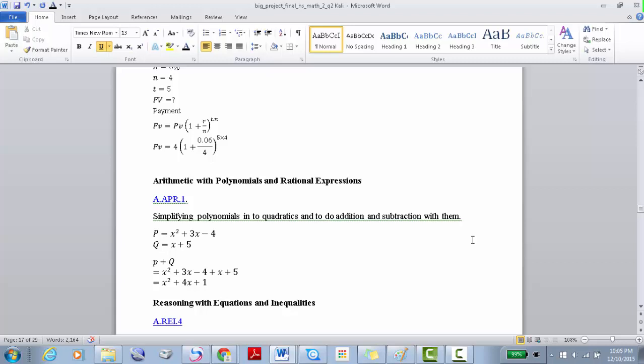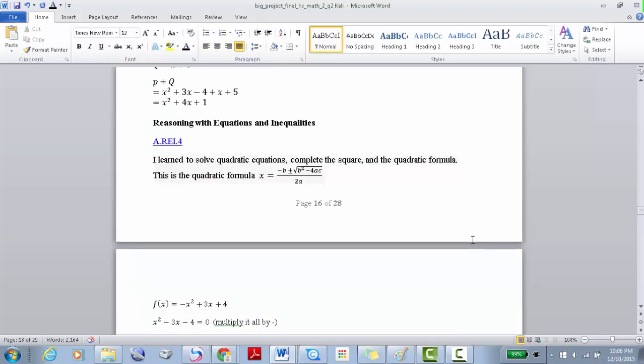What we do is that we add the ones with the square on them, which is x squared. It's the only one, so we take it down right away. And then there's 3x and x, so we add those two. And then there's the numbers with no variables, and we add those. So the final answer would be x squared plus 4x plus 1.